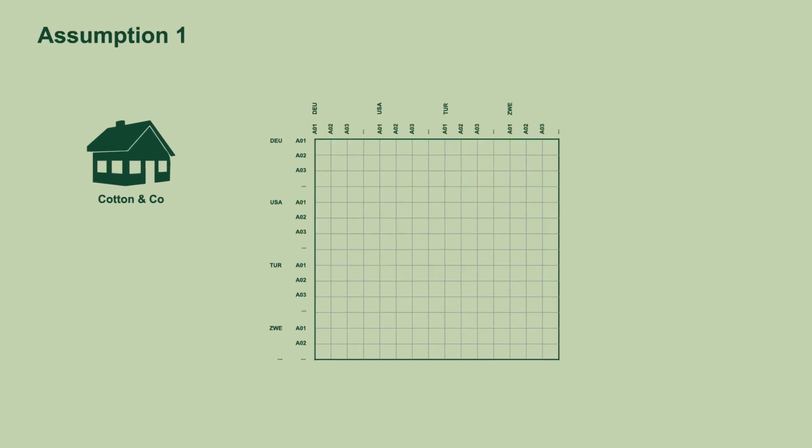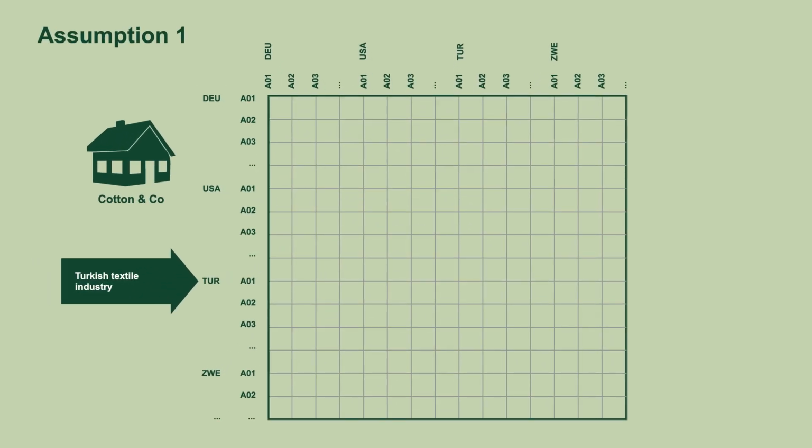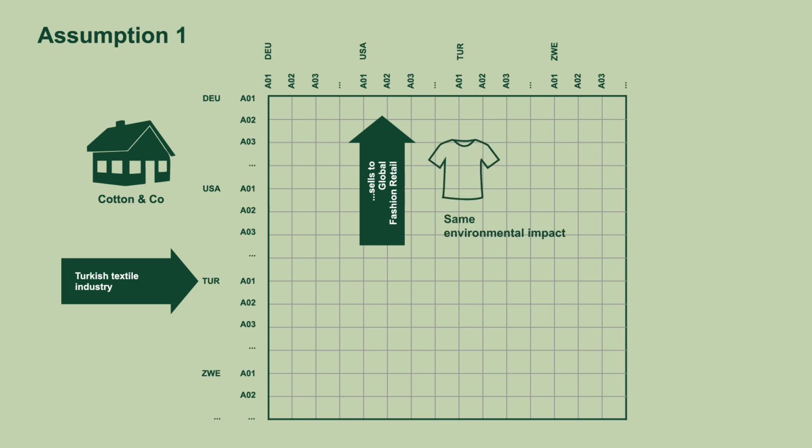Assumption 1. Cotton & Co. purchases the t-shirt from the textile industry in another country, for instance, Turkey. In the model, we map the t-shirts to the textile industry in this country. This means that we assume that all t-shirts produced in Turkey have the same environmental impact, the impact known from official statistics.